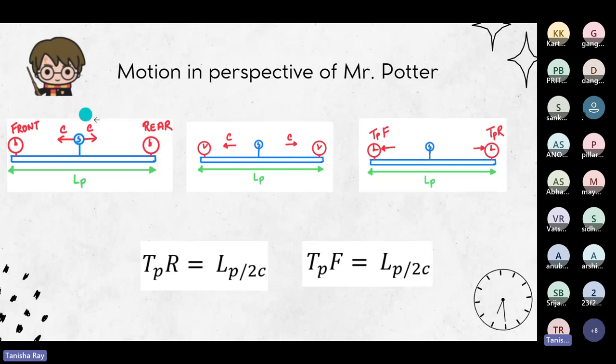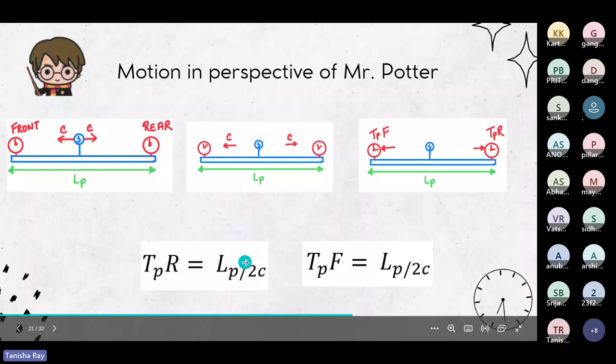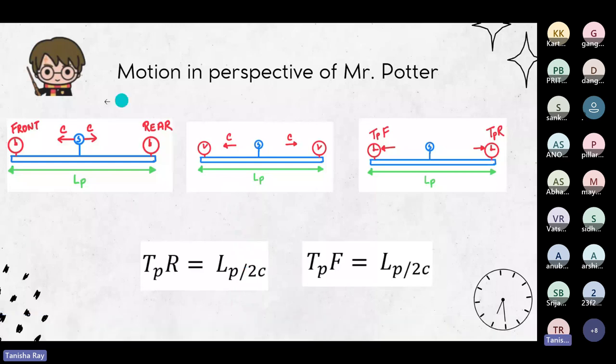So in his perspective, the rays of light will strike both the clocks at the same time. If he notes that time, he will find that the time with respect to Potter of the front clock is exactly equal to the time with respect to Potter of the rear clock. He will simply find this to be L_P, if this is the entire length of the train, then half of this divided by C. So for Potter, the event of the two rays of light striking the clocks is simultaneous.